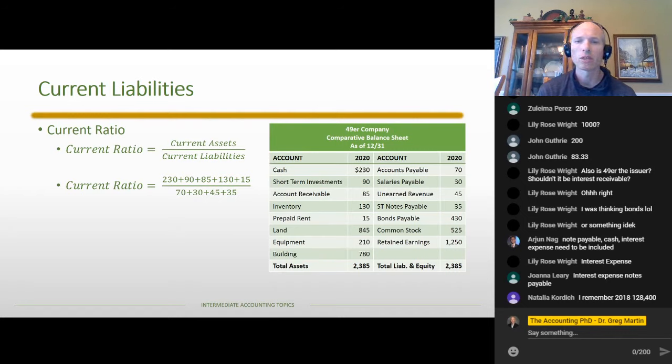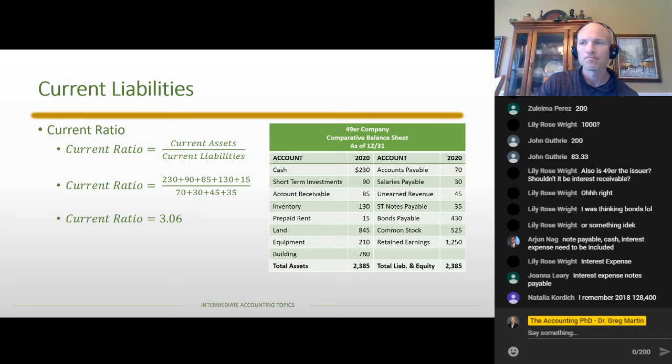Land, equipment, and building are all non-current. And on the liability side, the accounts payable, salaries payable, unearned revenue, and short-term notes payable are all current. And then the bonds, common stock, and retained earnings are all non-current. And so the current ratio is just that ratio of current assets to current liabilities. So in this case, the current ratio is 3.06. On the test, if you need to calculate the current ratio, just round everything to the nearest hundredths place.